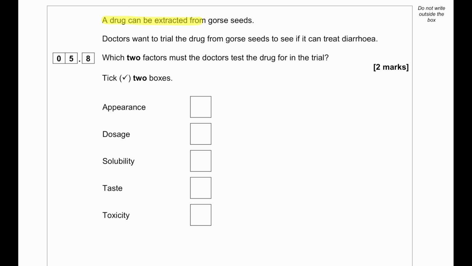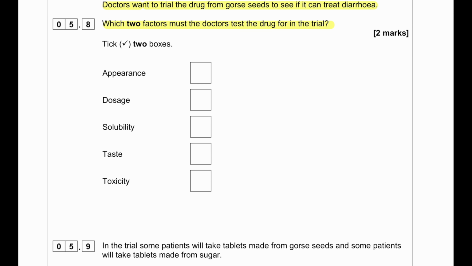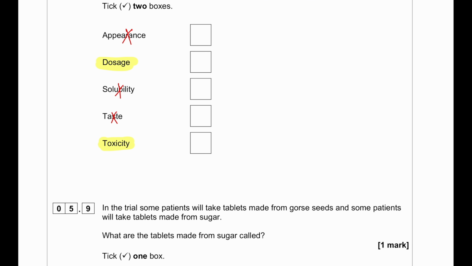A drug can be extracted from gorse seeds. Doctors want to trial the drug from the gorse seeds to see if it can treat diarrhea. Which two factors must the doctor test for the drug for the trial? The doctor needs to test the dosage of that particular drug and also its toxicity. However, the appearance, solubility and taste of the drug will not be the doctor's main consideration. So dosage and toxicity.